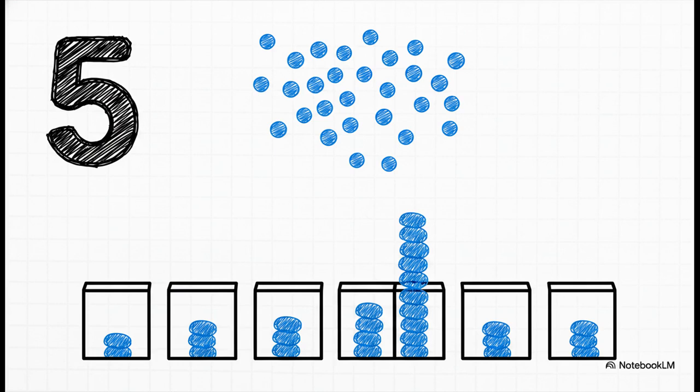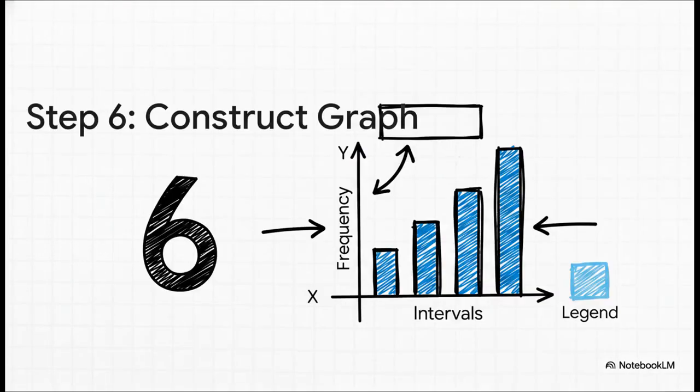You go through all your data points and just tally up how many of them fall into each bin. This count, the frequency, is what's going to determine the height of each bar on our graph. And now we're ready for the big moment, actually drawing the graph.